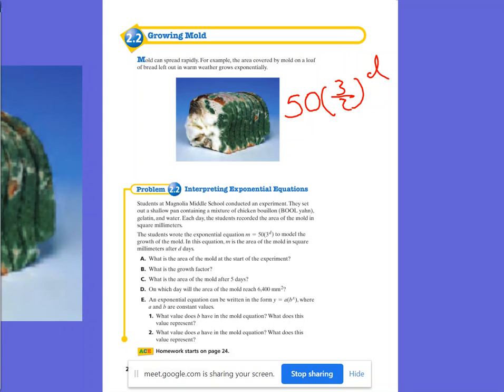Are there questions on the notation and why there's a difference in the textbook versus what I show in class? No. Okay. All right, so the questions we have: what is the area of mold at the start of the experiment?